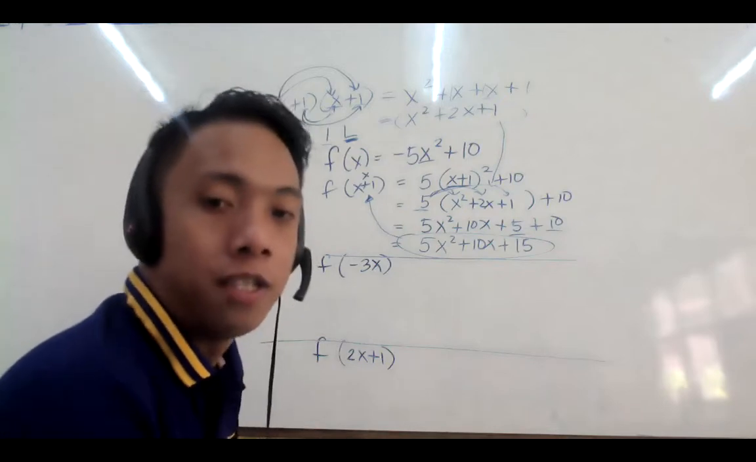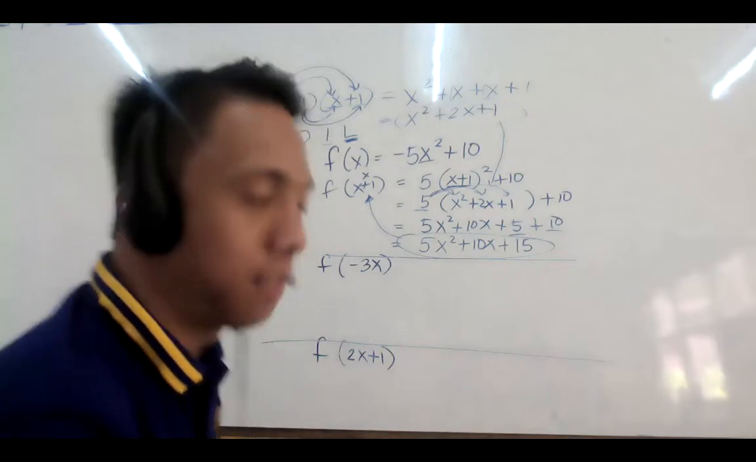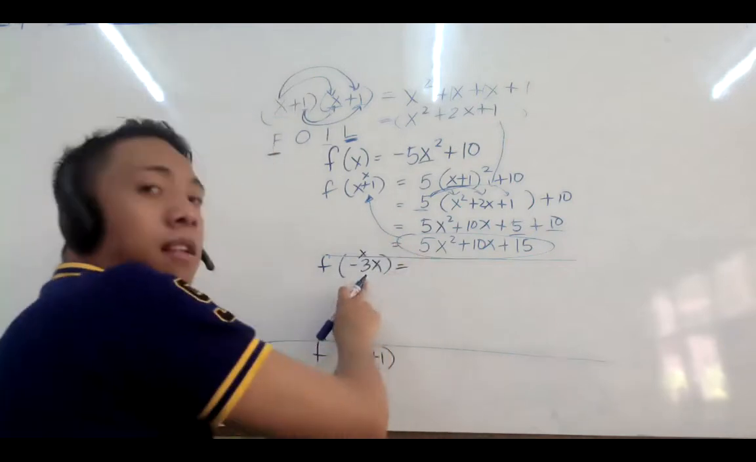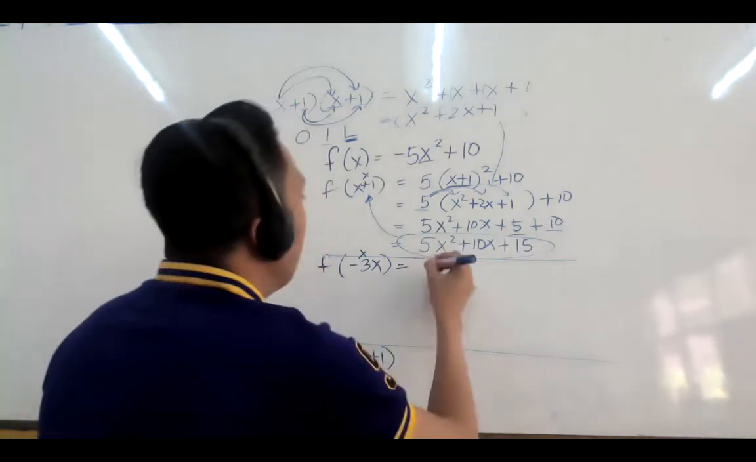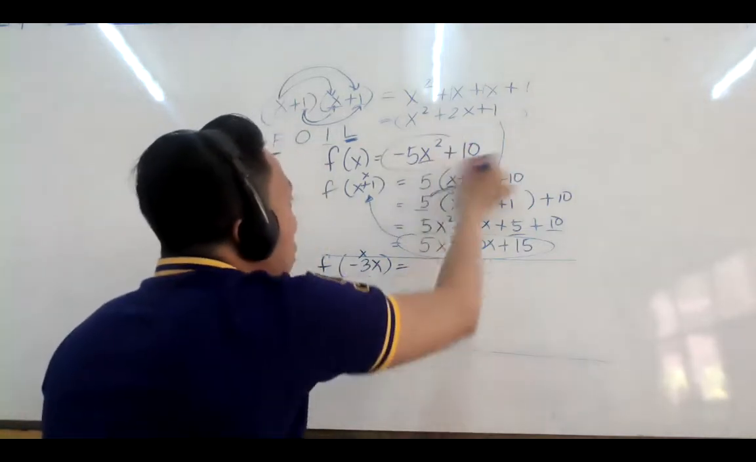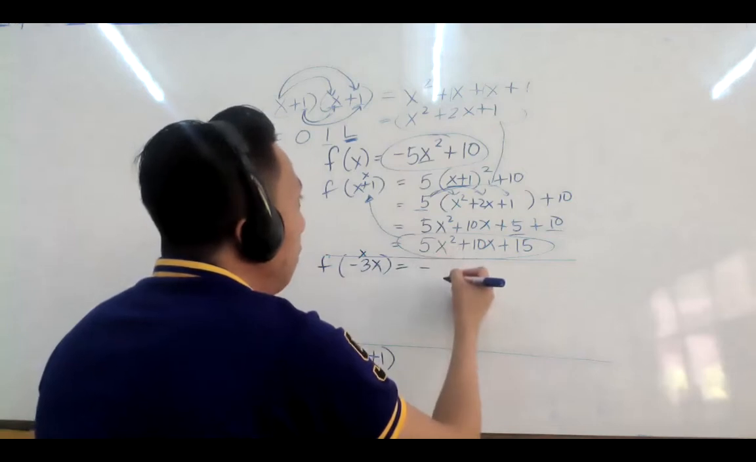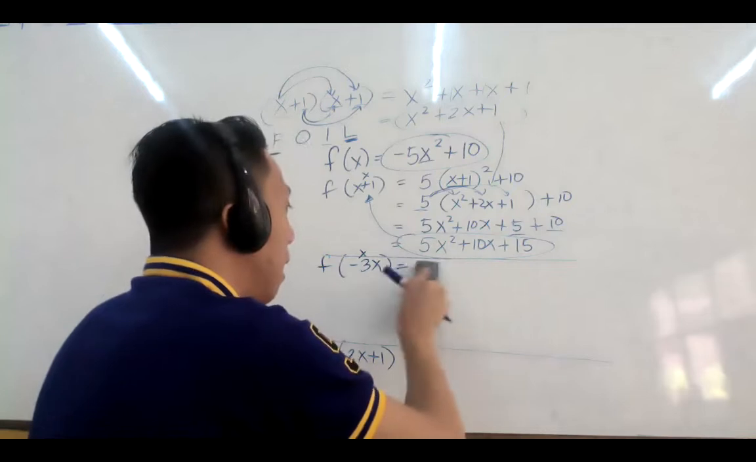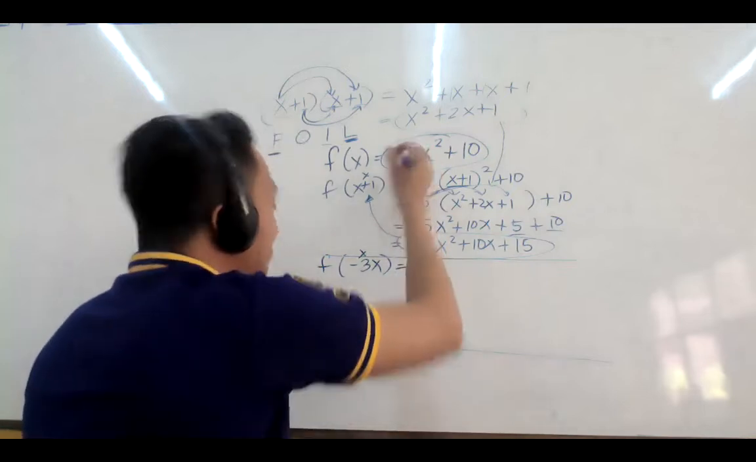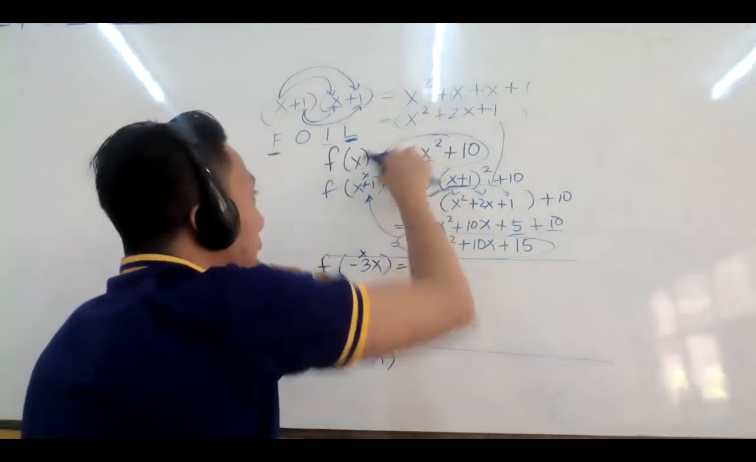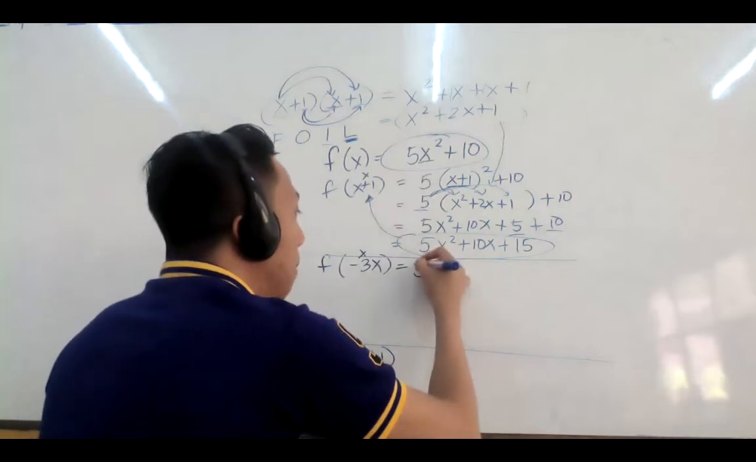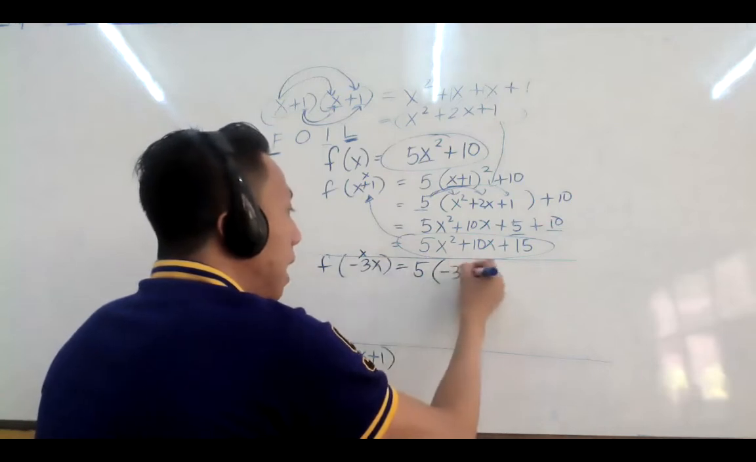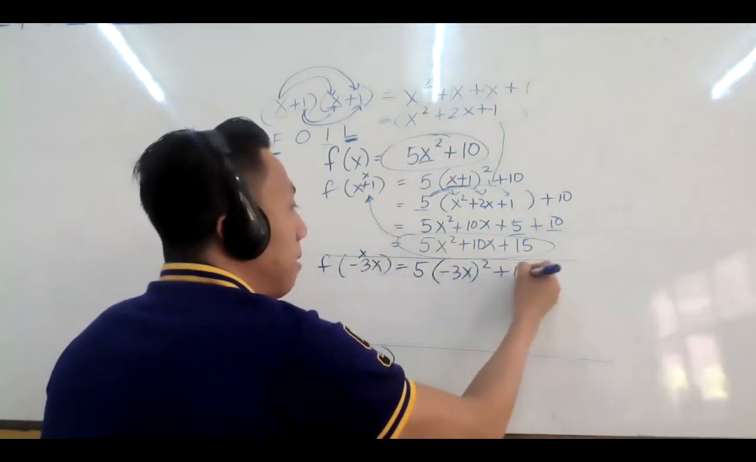Next, we have here f of negative 3x. So we will again change all the x's as negative 3x. So papalitan ko lang itong ating equation, tama? Oh, I forgot, I think we have a wrong answer here. Burahin ko na lang, para maging positive. Positive 5, x natin is negative 3x, squared, plus 10.